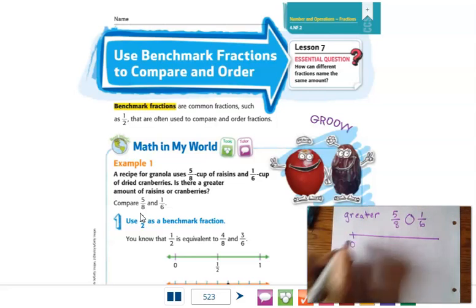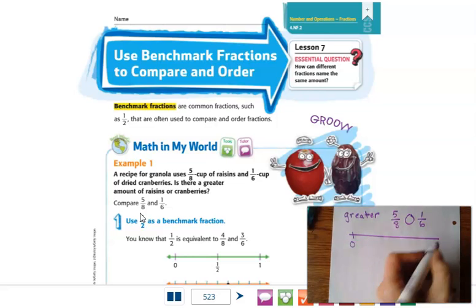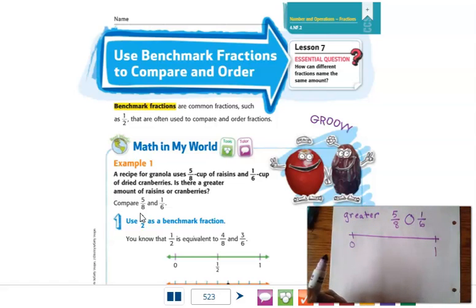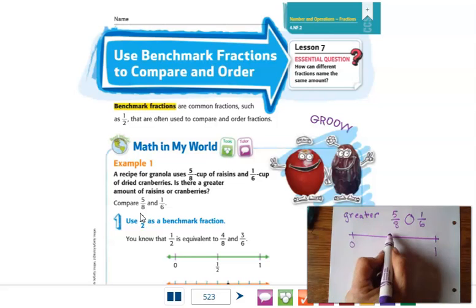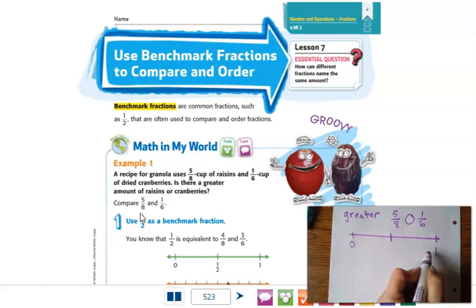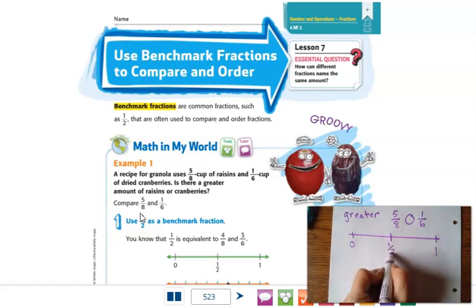And obviously, if it's closer to 0, it's going to be less. And if it's closer to 1, it's going to be greater. Okay, and of course, with my benchmark fraction, my benchmark fraction is 1/2. That's going to be right in the middle of 0 and 1. So I'm going to write 1/2 right in the middle.